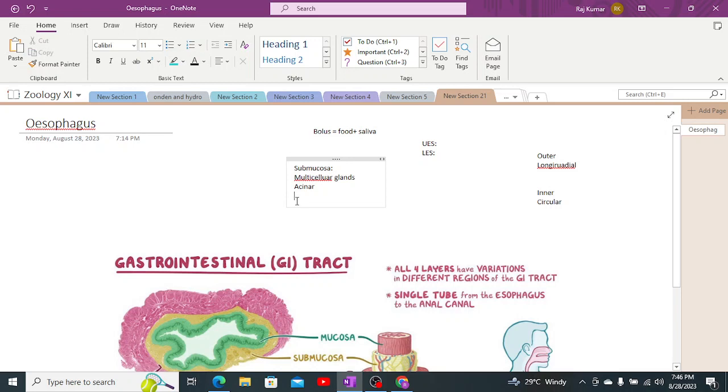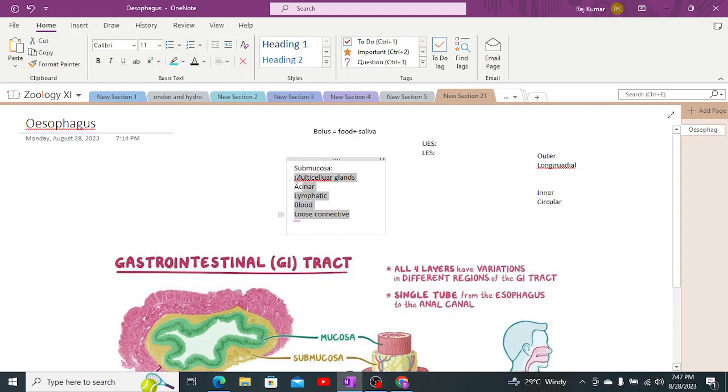After which, they are highly vascularized, which means these have lymphatic vessels as well as blood vessels. Apart from which, these have loose connective tissues, or we can also write fibrous connective tissues. So these are the components that it is made up of.